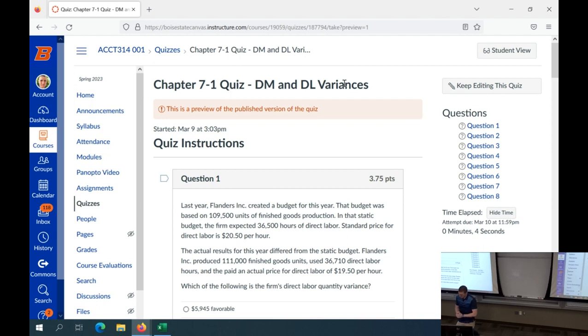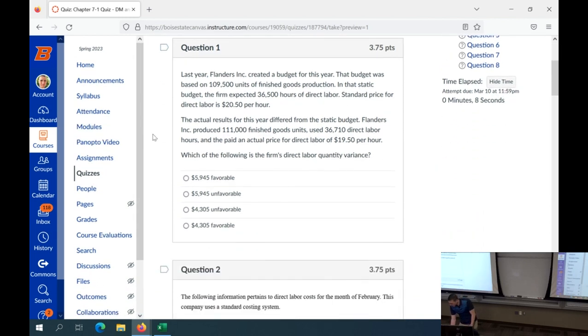All right, let's look at some direct materials and direct labor quantity and price variances. So let's start right here. Last year, Flanders Incorporated created a budget for this year, like companies are wont to do. That budget was based on 109,500 units of finished goods production. So they looked into the future and said, I think we're going to do 109.5 thousand units of production volume, if you will.